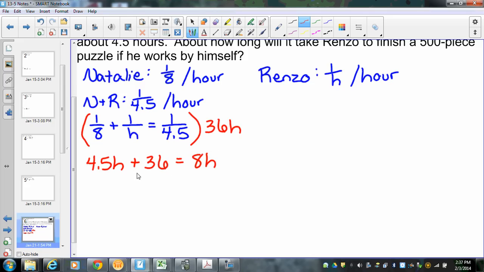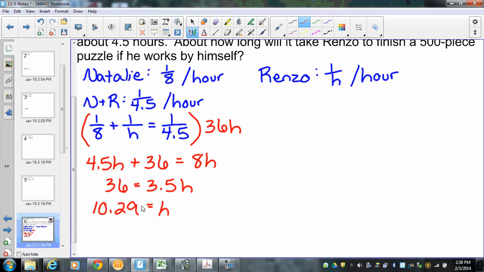So now, I mean, this is a middle school problem at this point. I would subtract the 4.5h over here from the 8h, so that gives me 36 equals 3.5 times h. And then we take the 36 and divide it by 3.5, and we get 10.29 for h. So that's the total amount of time it would take Renzo to finish the puzzle.